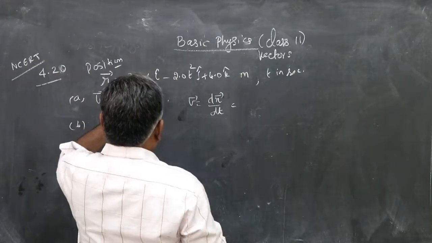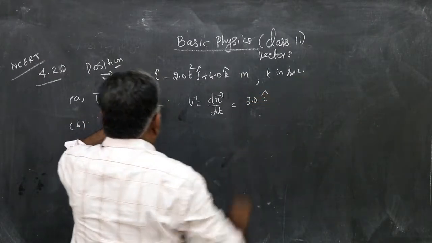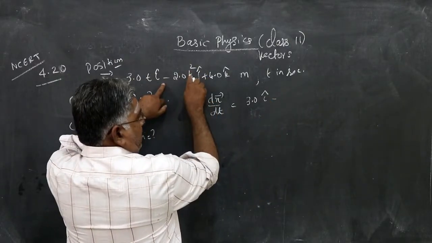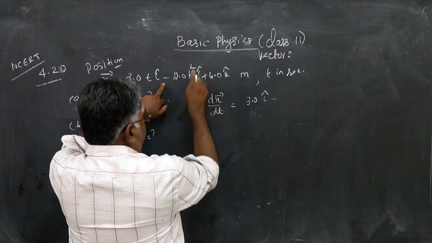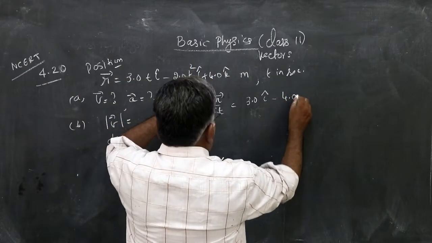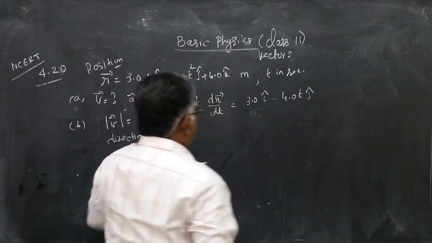dr by dt, t is there, so just 3 i cap. Minus, t square is there, you know, x power n differentiates to n into x power n minus 1. So 4 t j cap. This being constant, it will not be there.